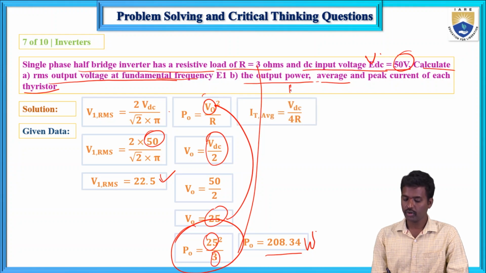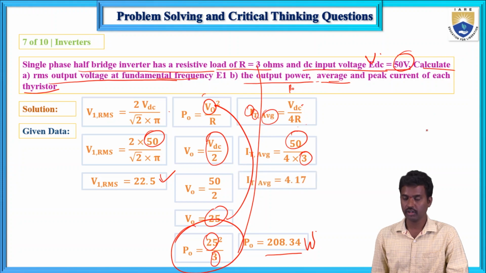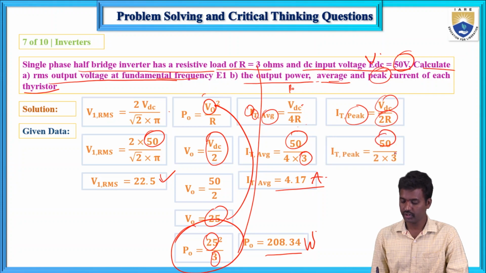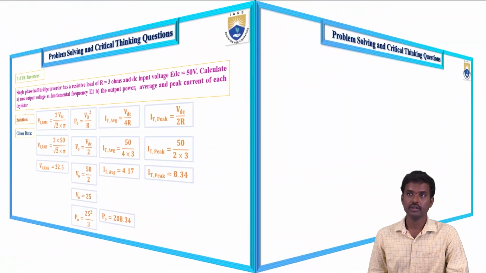Next, IT average. The average value of thyristor current is VDC by 4R, which equals 50 by 4 into 3, that value equals 4.17 amperes. Next, the peak value of thyristor current is VDC by 2R, so 50 by 2 into 3, that value equals 8.34 amperes.